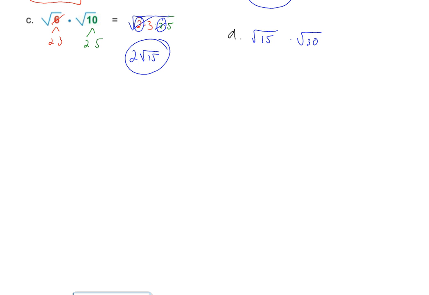Don't write this, because probably none of you did it this way. But if I wanted to, I could make the 30 a 2 times a 15, right? Did anybody go that route? Oh, a few of you. Okay. So again, I'll show you another way in a moment. So now we got 15 times 2 times 15.